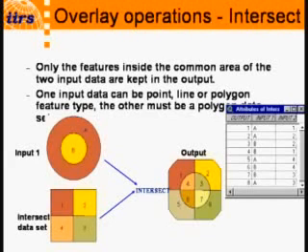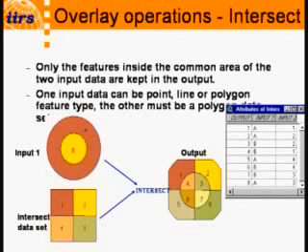But the other must be a polygon. See, the most important thing is that in these two datasets, one of them should always be a polygon. You have to remember that you cannot apply an overlay operation on point to point or line to line. At least one must be a polygon dataset. So that is the most important thing.